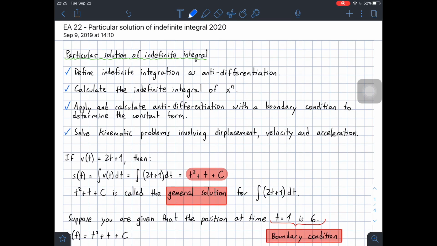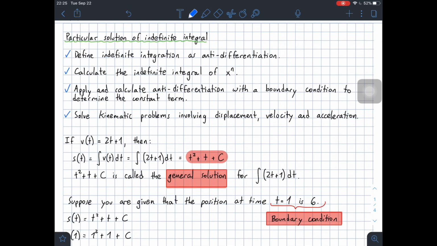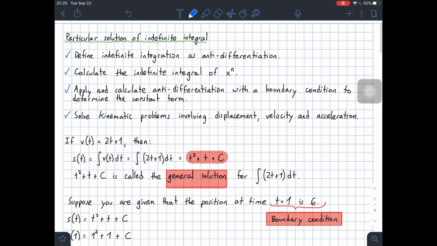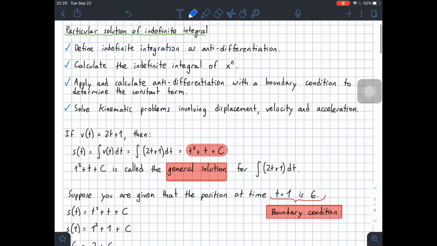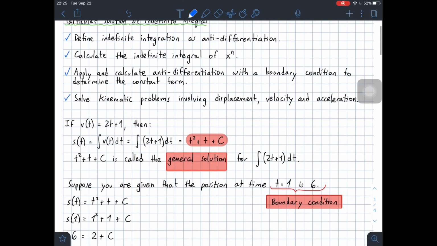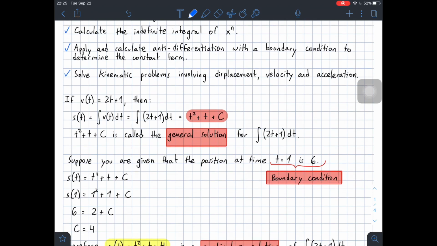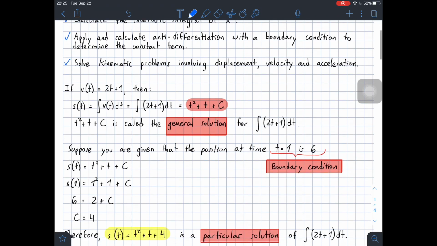So today we're going to see how to find a particular solution whenever the problem gives us a specific boundary condition, we call it. Okay, so objectives for today's class: number one, define indefinite integration as anti-differentiation. We already know that. Number two, calculate the indefinite integral of x to the power of n. We already know that. Then apply and calculate anti-differentiation with a boundary condition to determine the constant term. That's the new thing for today. And solve kinematic problems involving displacement, velocity, and acceleration. We're also going to be seeing this today.